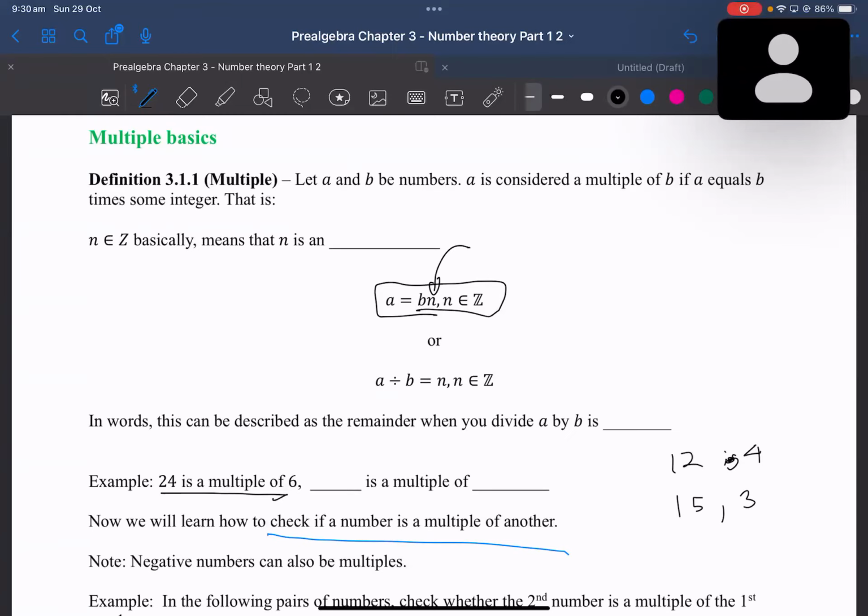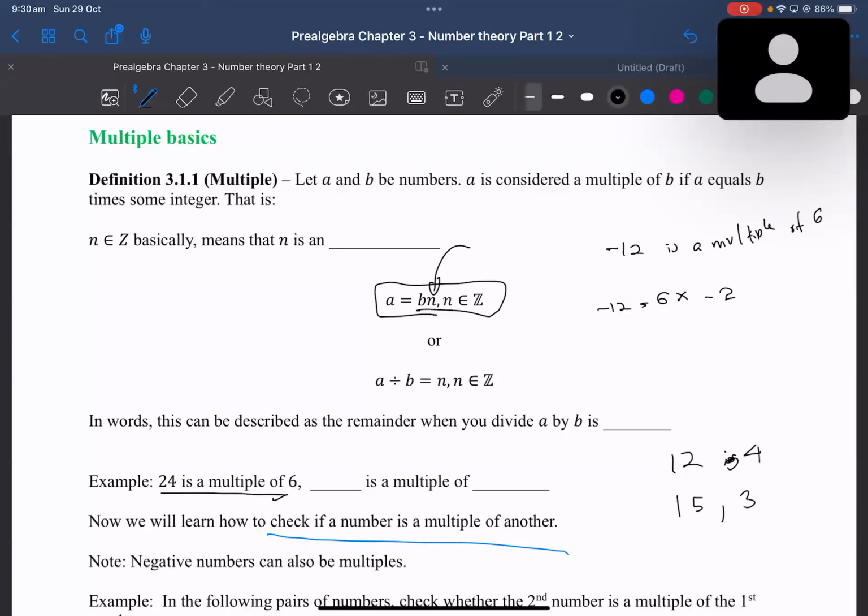Right? So it can be negative. Another example would be that negative 12 is a multiple of 6. Why? Because negative 12 is 6 times negative 2. So negative numbers are also multiples.